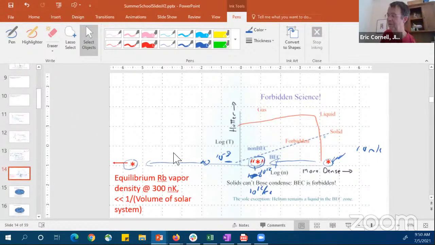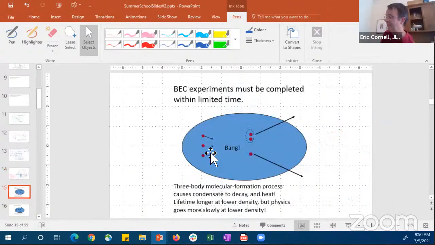So what's going on? How does this gas know that it's not supposed to be there? Can you see my mouse? Does that show up when I wiggle around? Yes. So basically what happens is, if you have a condensate and 3 atoms come close together, if 3 atoms collide, 2 atoms can stick very close together, in a process called 3-body recombination, and release a lot of energy.